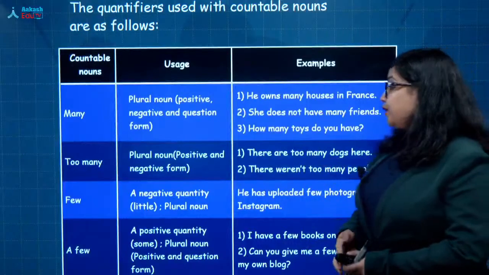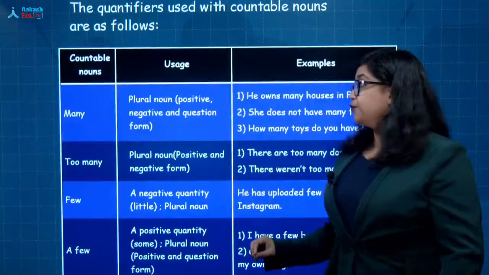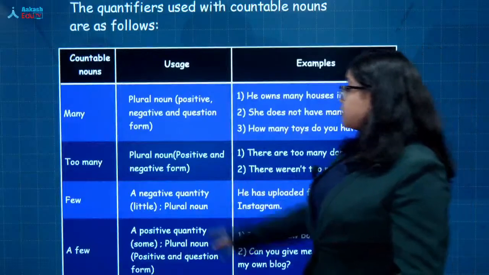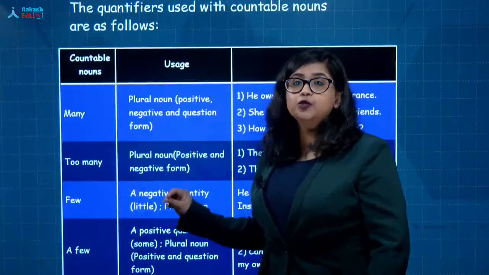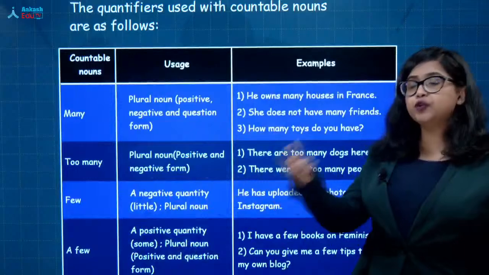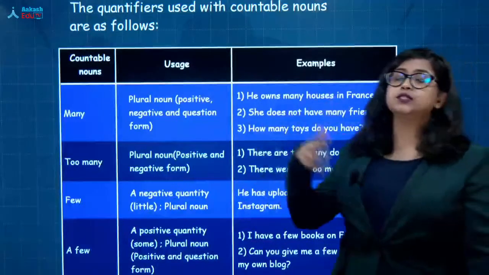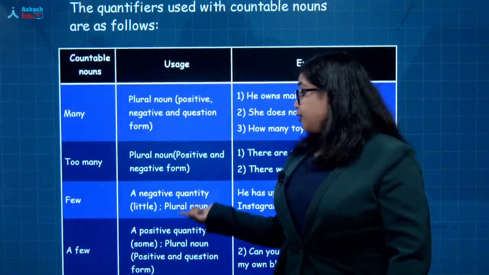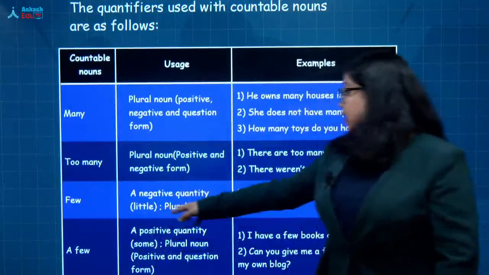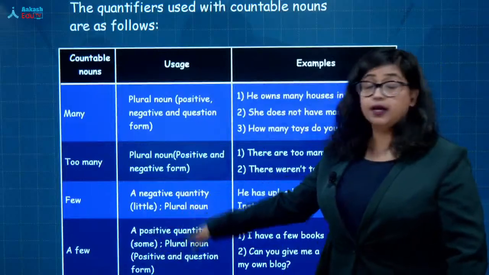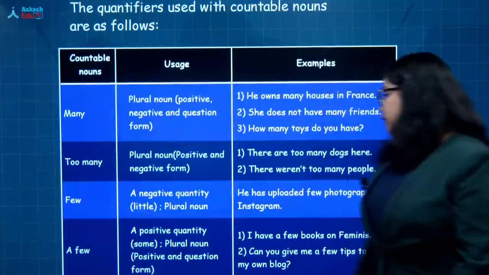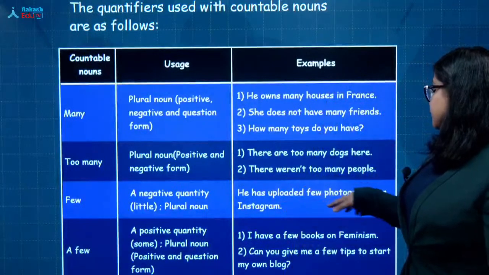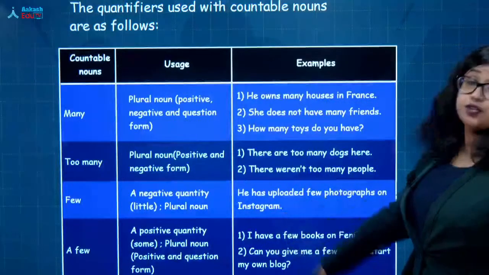Alright, moving ahead with the third type of quantifier that we have, which is few. Now few means little, right? Few is a word that we use instead of little for countable nouns. So it shows a negative quantity, little. Then plural noun, we only use it with a plural noun. For example, he has uploaded few photographs on Instagram.